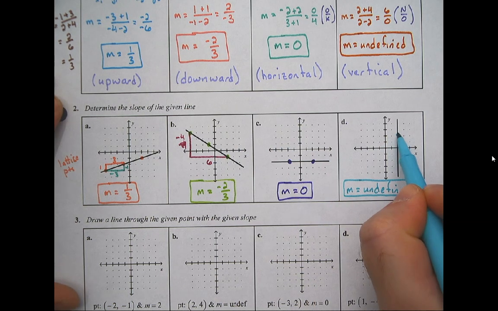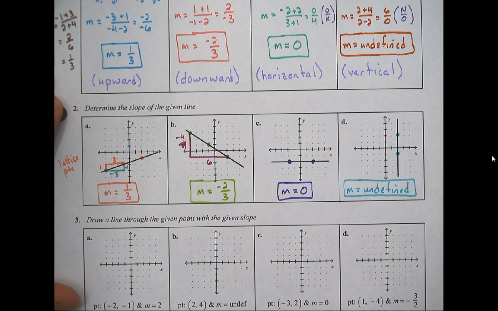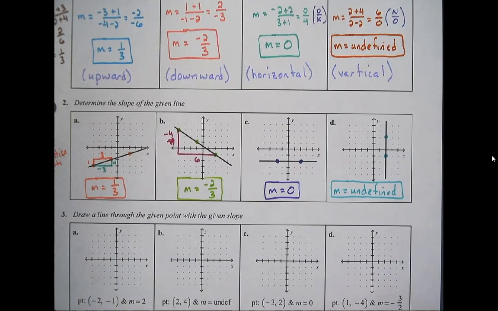If I highlight any 2 points that are lattice points, I could rise any amount that I want. In this case, I decided to rise 3, but how much do I run? 0. And from a physical point of view, if you try to put a marble on this, it wouldn't even roll down. It would just fall down next to it. It wouldn't roll down the side of this line. It would just fall. That's why it doesn't have any slope. You can't even attach to it.